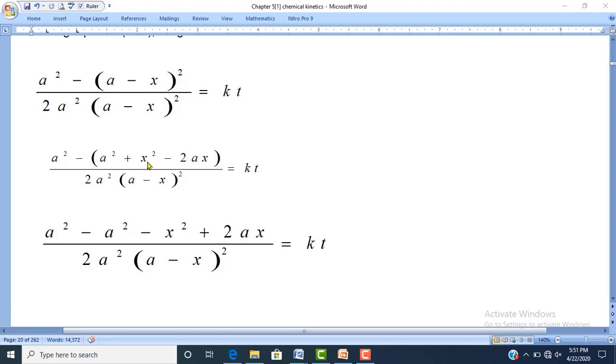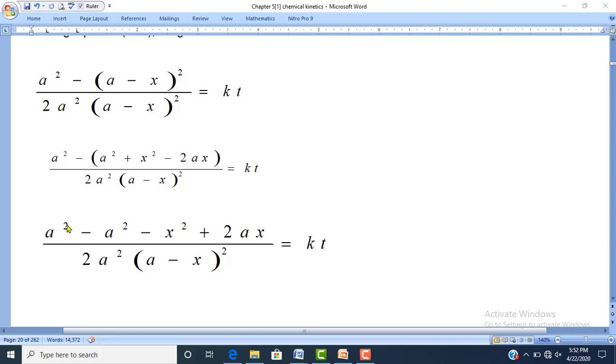In this equation, x square is positive, while here x square is negative. Here 2ax is negative, and here 2ax is positive. So the equation we got is a square minus x square plus 2ax divided by 2a square into a minus x square is equal to rate constant k into t.